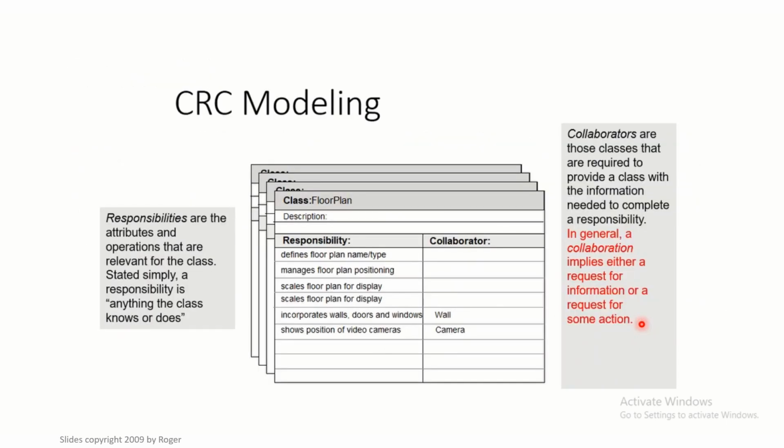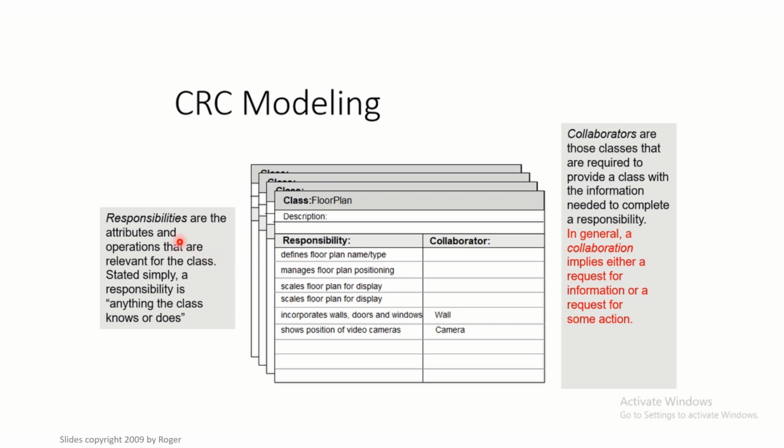Here is the visual representation for CRC modeling. It is a rectangular block, and at the top of it the name of the class is written. Then we have a description panel. On the left side we have responsibility, and on its right side we have collaborator. We have considered the example of the SafeHome system from the Pressman book, and we are considering its entity of floor plan. Now let us see what responsibilities it is sharing with other classes.